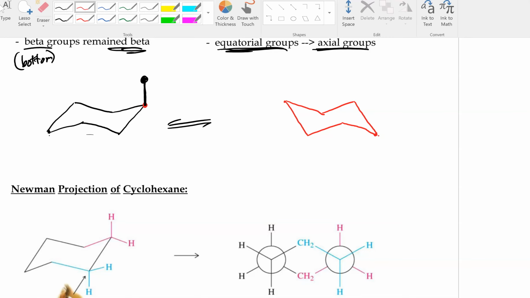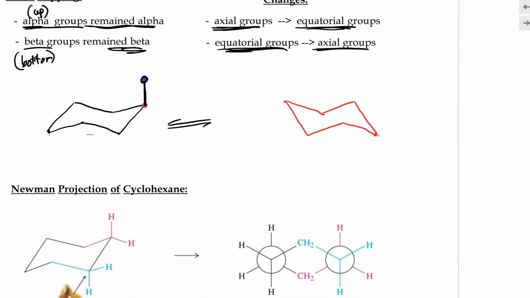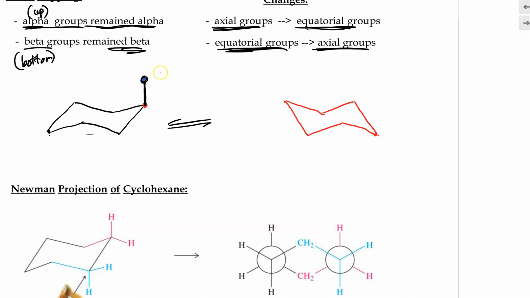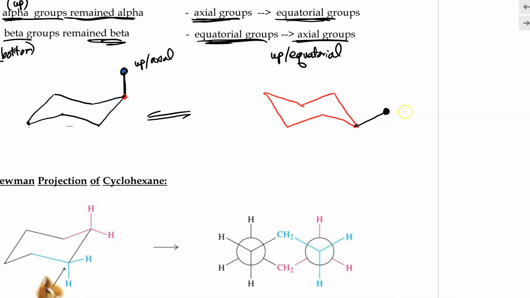As for the location over here, let's call this group. This group right now is pointing up and it is axial. So when it flips, it will still be pointed up, except it changes to equatorial, right? That's what we were expecting. So this will remain up and become equatorial. Now on this position, it is up and equatorial. So that's what happened to this group when it flipped.